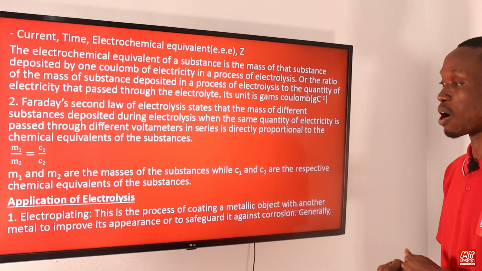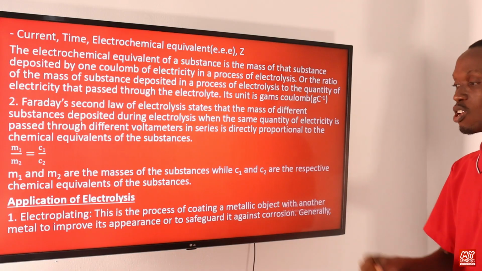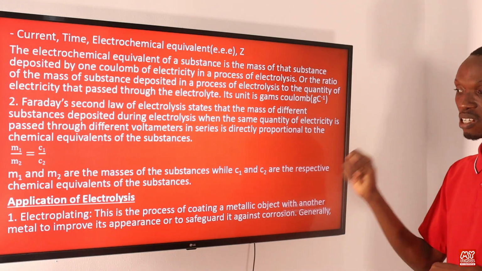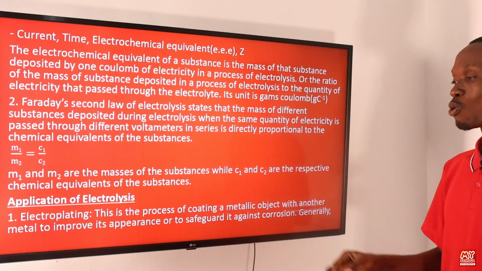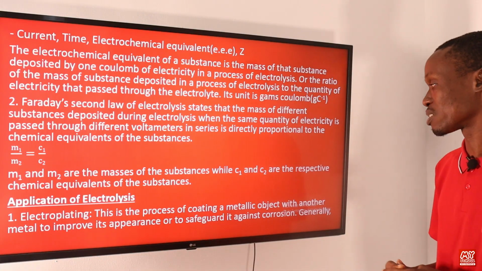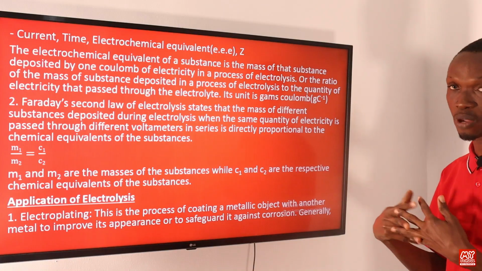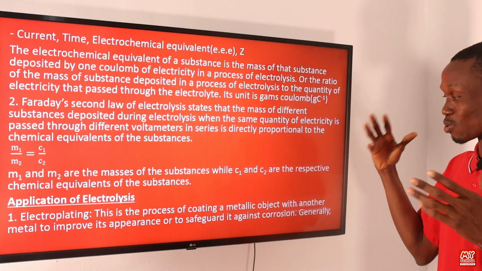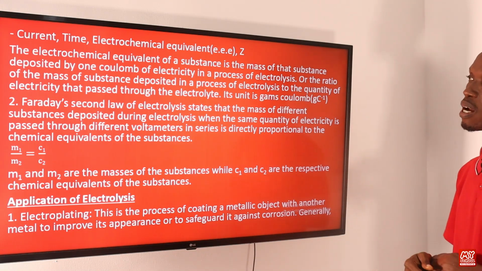Now let's discuss the applications, or the uses, of electrolysis. Let's begin with the first one, which is electroplating, one of the industrial applications of electrolysis. Electroplating is the process of coating a metallic object with another metal to improve its appearance or to safeguard it against corrosion. Corrosion has to do with rusting. Generally, let's move to the next slide.